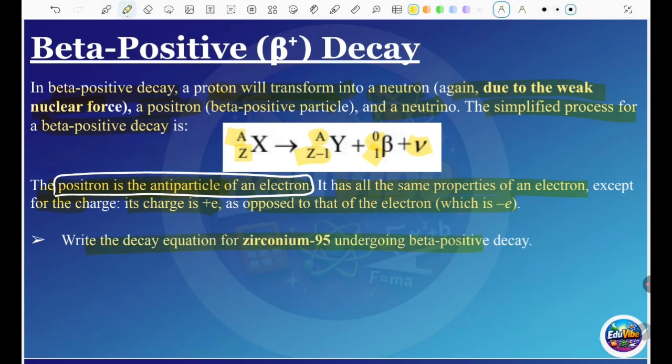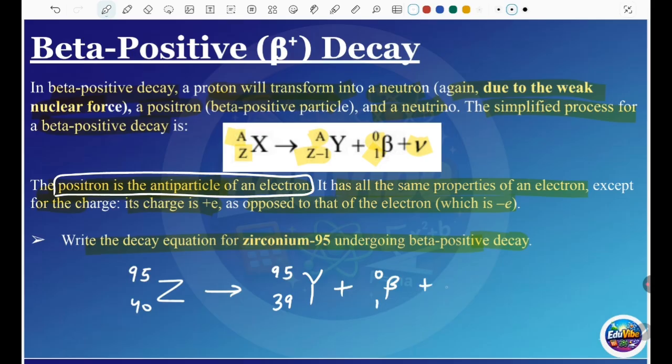So now the decay process of zirconium 95 undergoing beta positive decay. We have zirconium, Zr, with mass number 95. The atomic number is 40. When you do this, you get 95 again, then 40 minus 1 gives 39, and we have yttrium, Y, plus a positron, 0 and 1. And now this one is the neutrino, not the anti-neutrino, so we write it like this, without the bar over it.